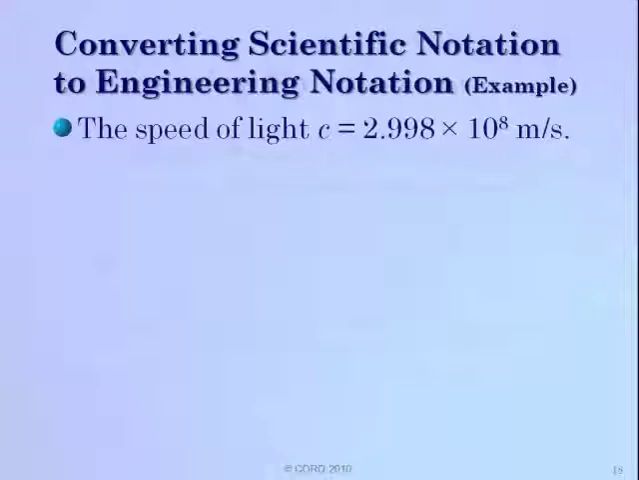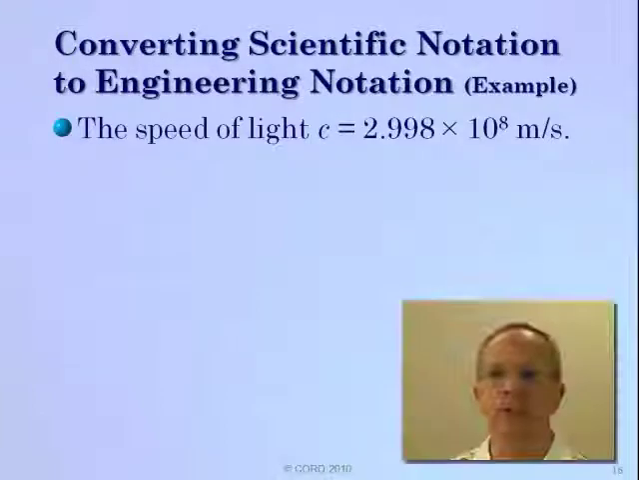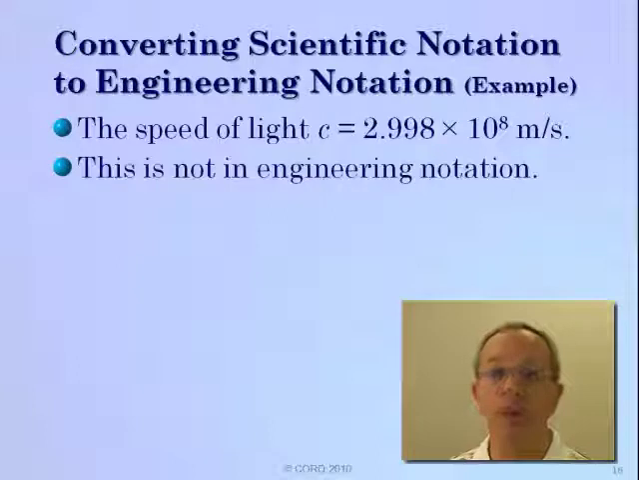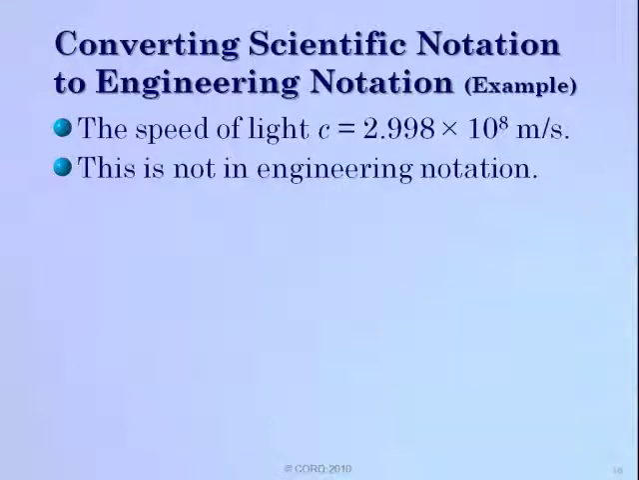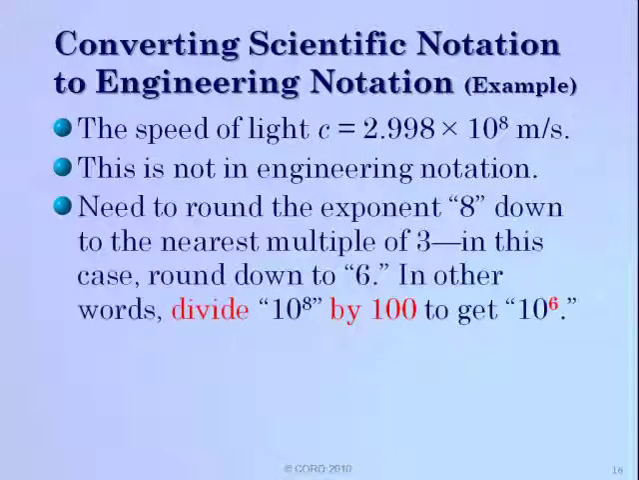So how do we do that conversion? Let's look at an example. Suppose we need to convert the speed of light to engineering notation: 2.998 times 10 to the 8th meters per second. Well, first of all, you'll notice that it is not in engineering notation. 10 to the 8th, the exponent 8, is not a multiple of 3.